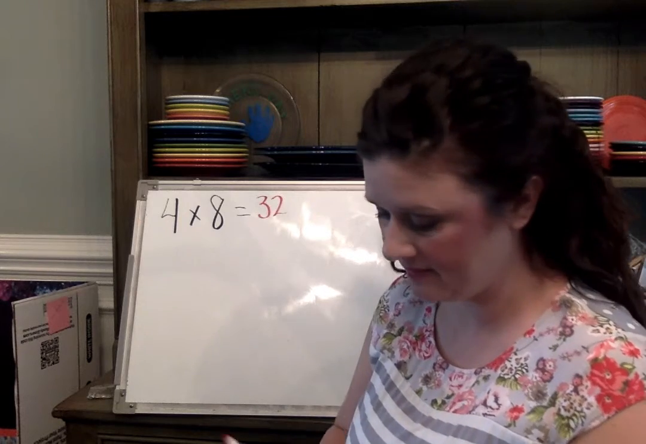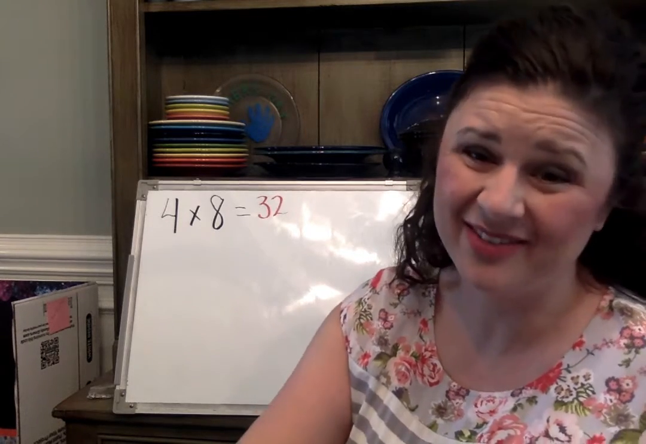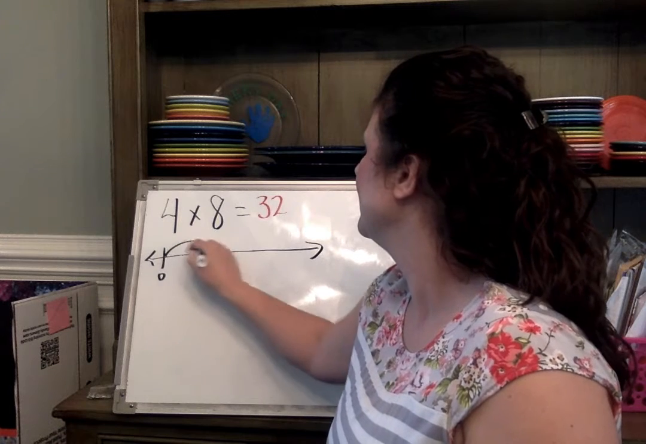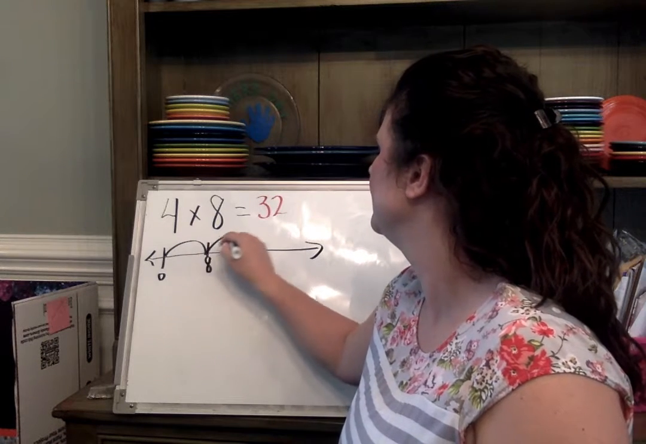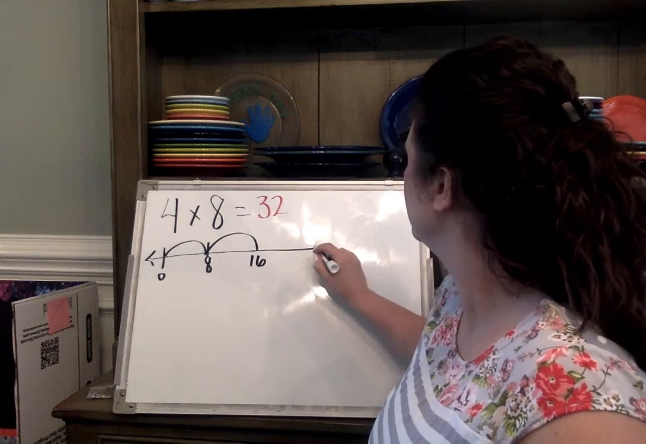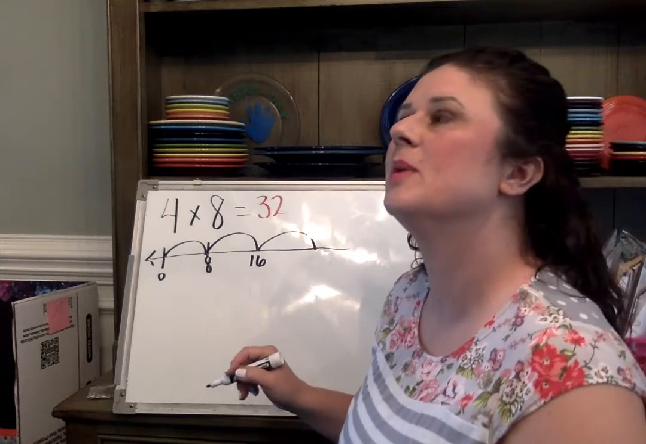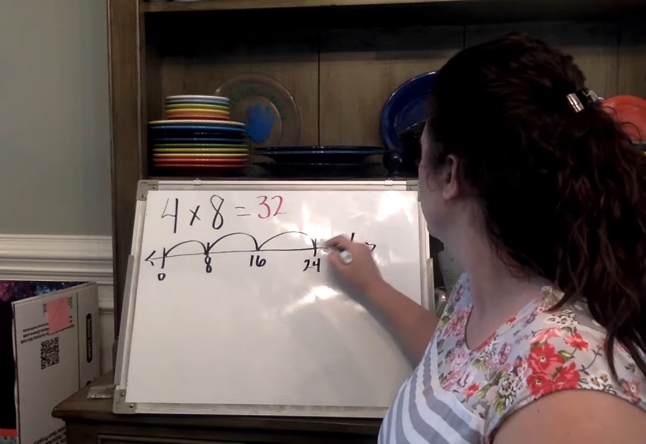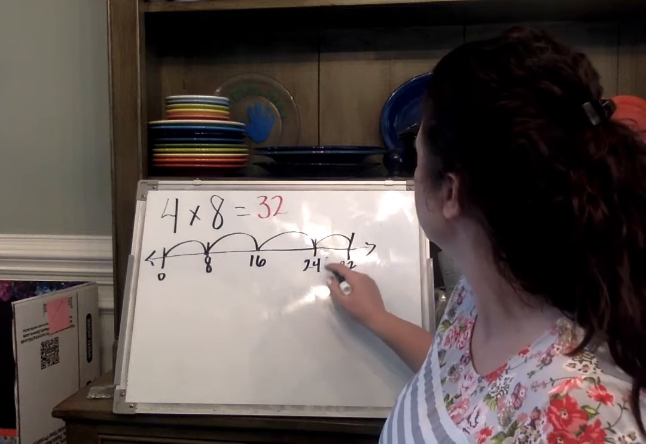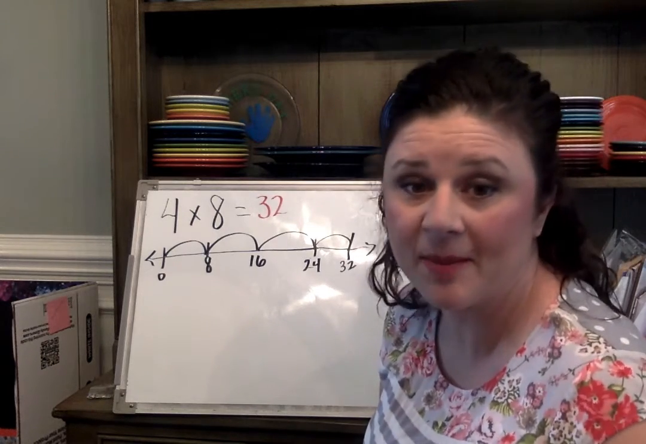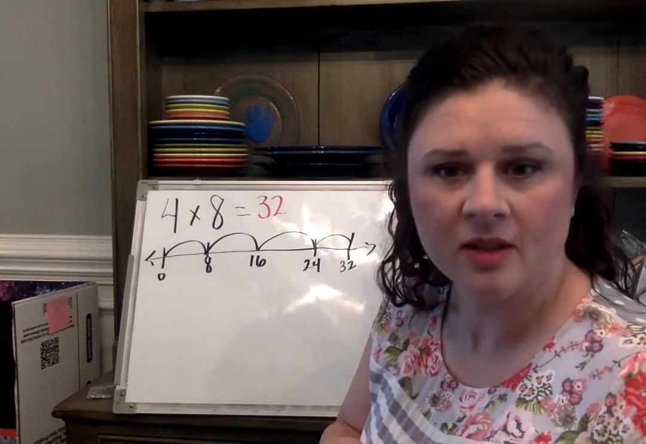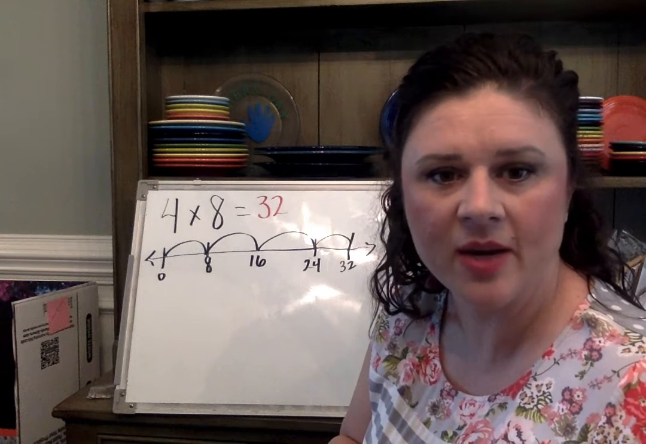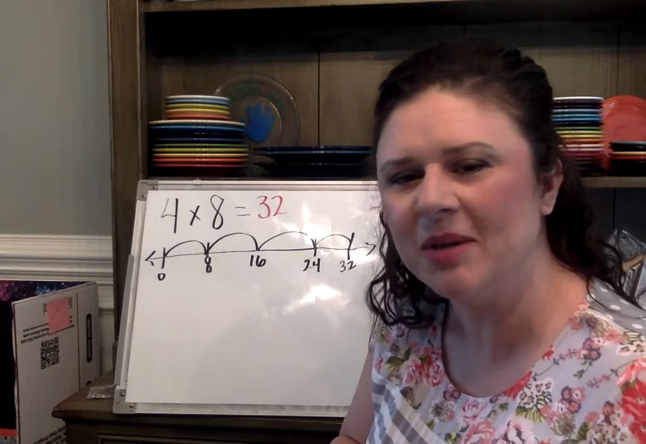4 times 8. Now, I'm not really good at counting by 8s, but that would have been more efficient than counting by 4s, right? Like 8, 16, let's see, 16 plus 8 would be 24, and then 32. Hope that's right. Yep. See, I even have to think about it. It's taking too long because I don't know how to count by 8s. So that's just not very efficient. Who could think of another equation that would be more efficient?